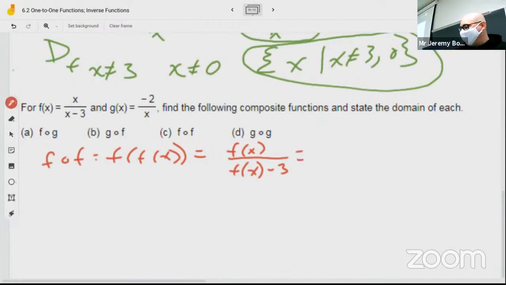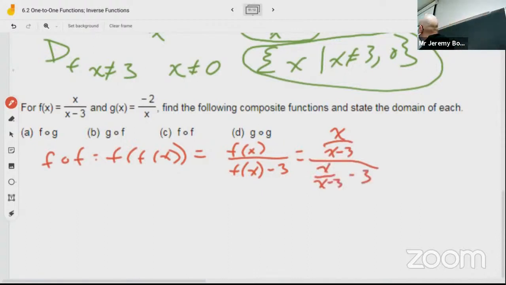And so we're going to replace that f of x with what it is, which is going to be x over x minus 3, over x minus 3 minus 3. And just like we did before, we got fractions within fractions. Let's multiply by those denominators to get rid of that. So we're going to multiply numerator and denominator by x minus 3.